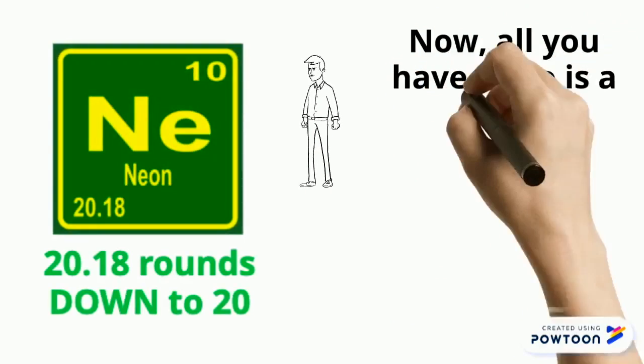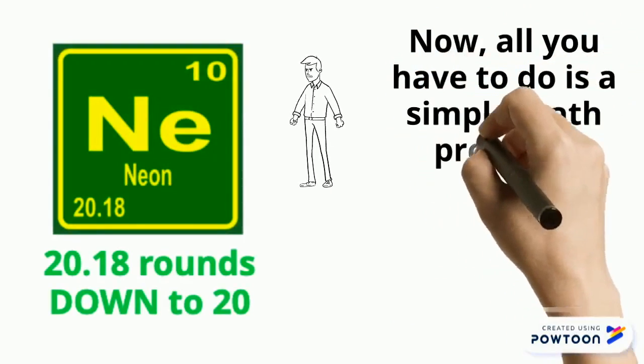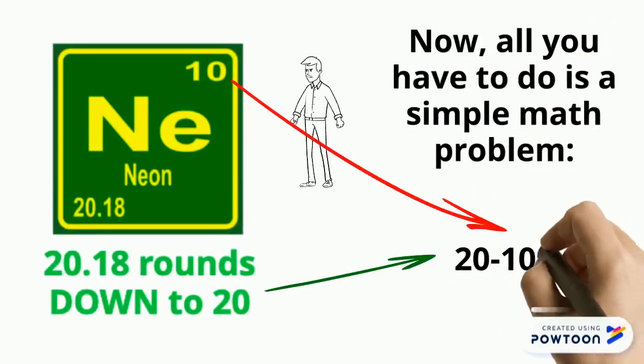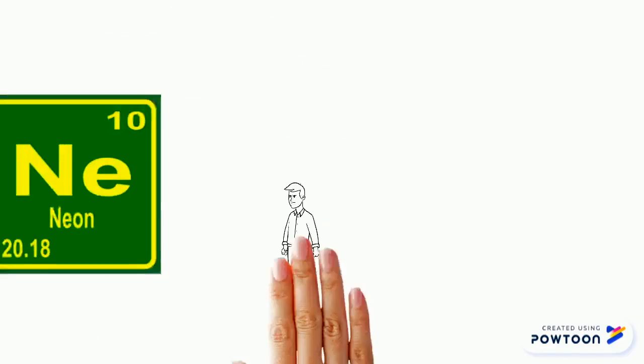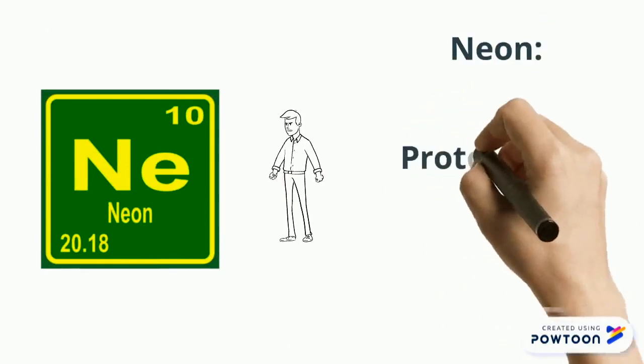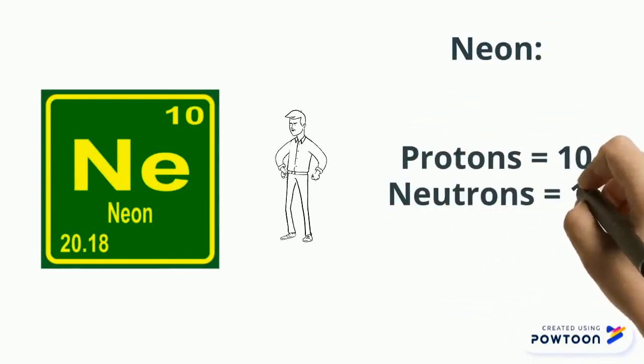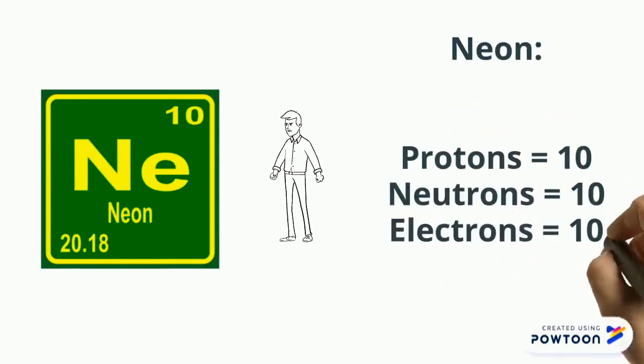Now all you have to do is a simple math problem. 10 is the number of protons, so you take 20 minus 10 equals 10 neutrons. Neon: protons equal 10, neutrons equal 10, electrons equal 10.